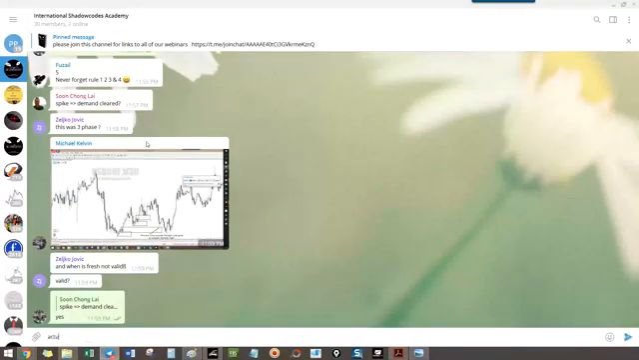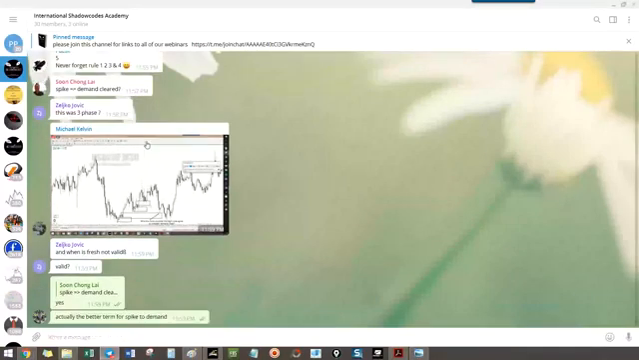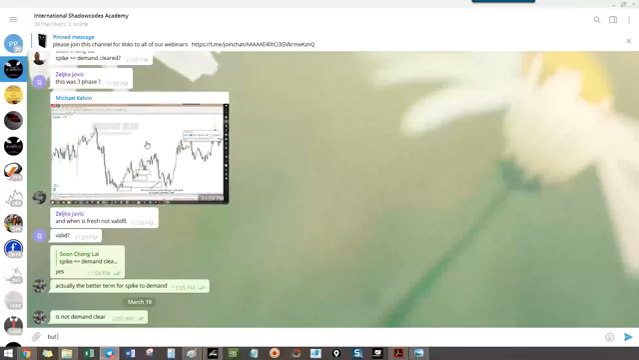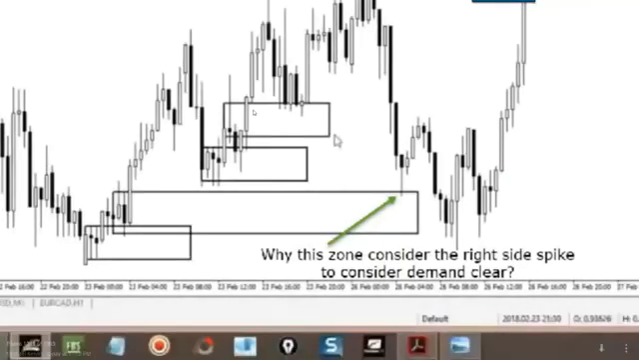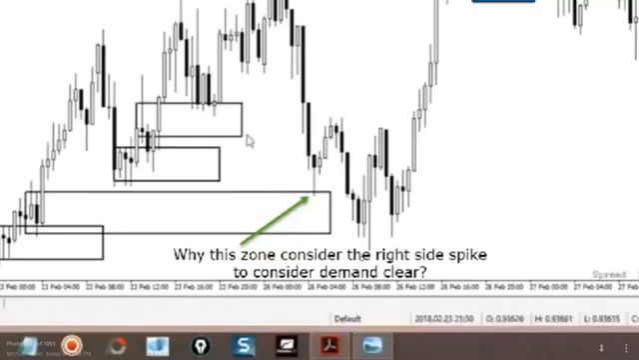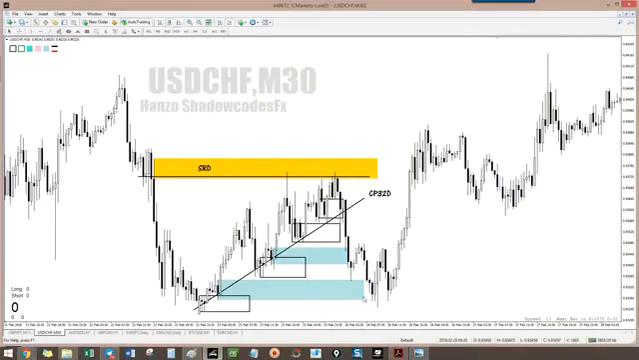Actually, the better term for spike to demand is not demand clear, but demand order was being taken by the spikes. Okay, so the spike is taking order in the demand. We do not know whether this demand has any left. I already corrected.